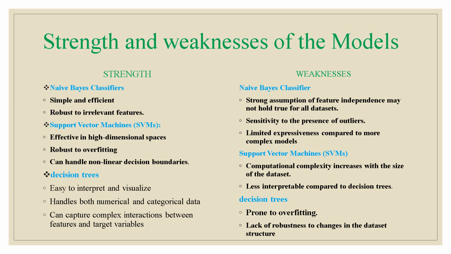The strengths and weaknesses of those models, we have the naive Bayes. We start with the strengths. The naive Bayes is simple, meaning that it requires minimal computational resources for training and prediction. Then it is robust to irrelevant features, as the assumption of feature independence allows the model to focus on relevant information.